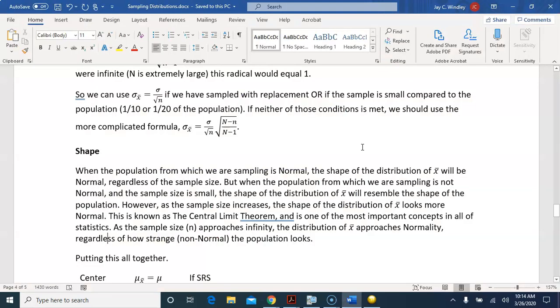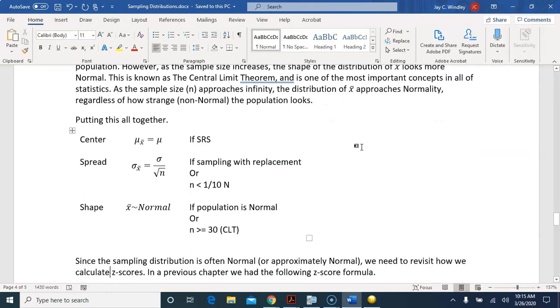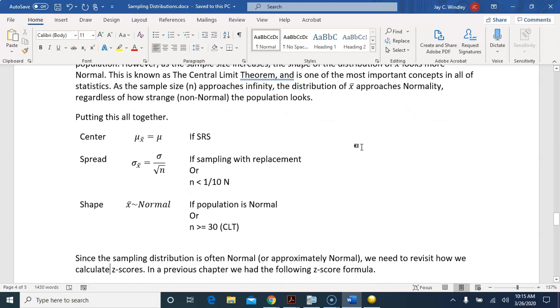at least 30. So if we put all this together, the mean of the x bars is the population mean. The standard deviation of the x bars is the standard deviation of the population divided by radical n. And the shape of the x bars is approximately normal if your population is normal or if the sample size is greater than or equal to 30, according to the central limit theorem.